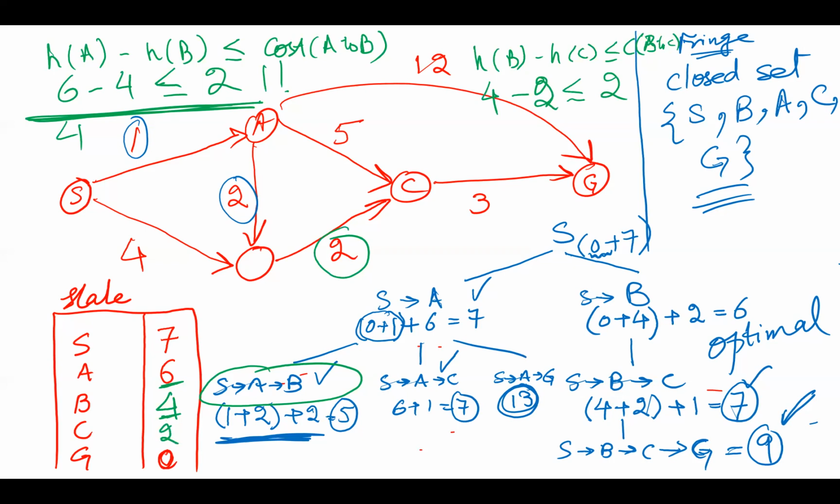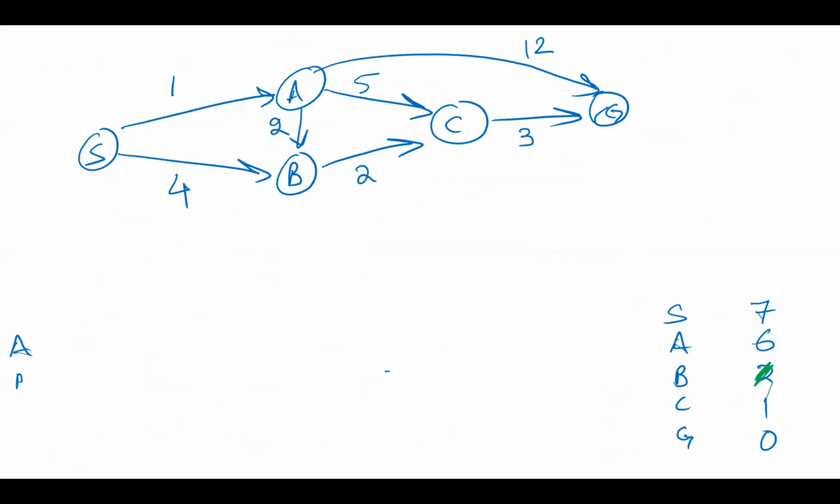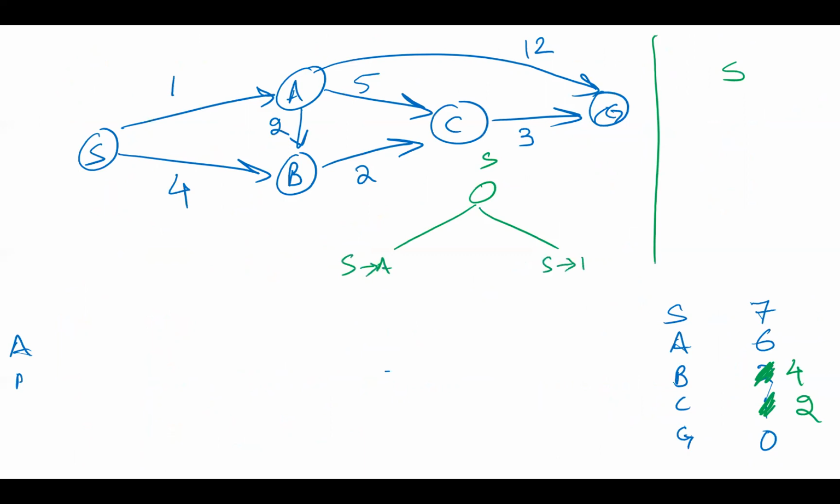Let's try with this one. So now this should be 4 and this should be 2. And let's start with this one, closed set, S. Okay, from S, we can go to A, we can go to B, right? So from this f of n from S to A is S to A, 1 plus 6, right? 1 plus 6, that is 7, correct? And then S to B, 4 plus 4.